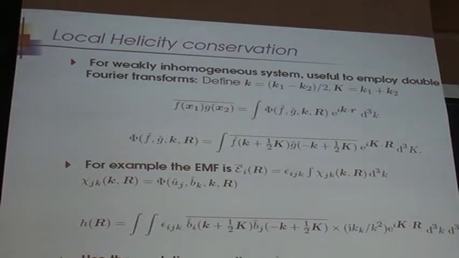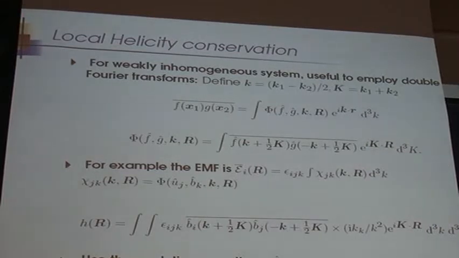And we are interested in looking at fluxes of helicity in space. So this density has to vary from one space point to another, which means that you have gone away from a homogeneous system to a non-homogeneous system. But we still would like to make it weakly inhomogeneous so that we can approximate and separate out derivatives with respect to the big scale and derivatives with respect to the small scale. For such a weakly inhomogeneous system, it is useful to employ something called the double Fourier transform.